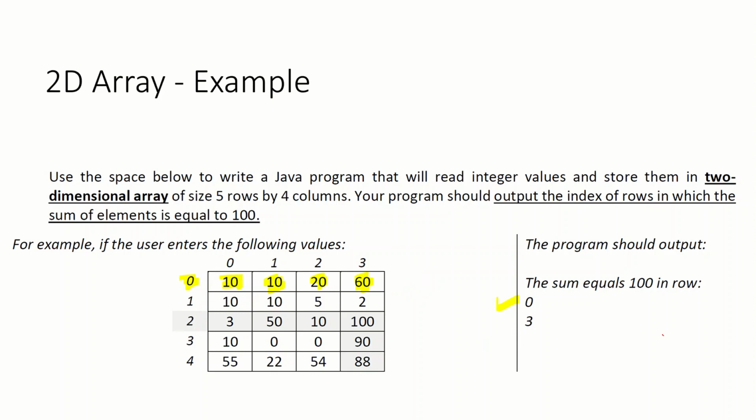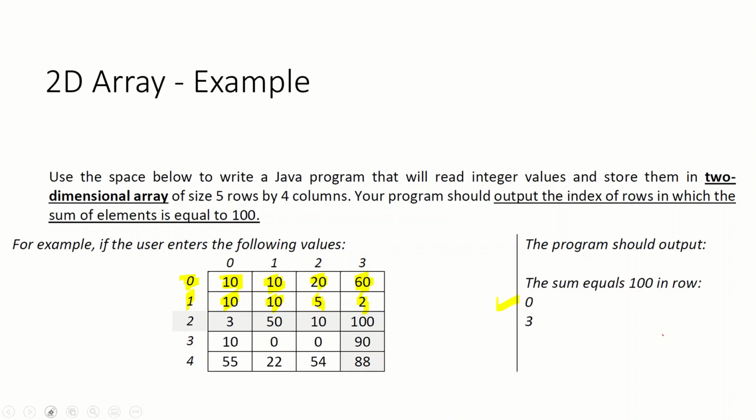Similarly, we'll go with the other row, row number 1, and we will say the summation of 10 plus 10 plus 5 plus 2, and here we don't have the summation equal to 100, so we will not output this row. And then we will go for each row till we reach the end of our two-dimensional array.